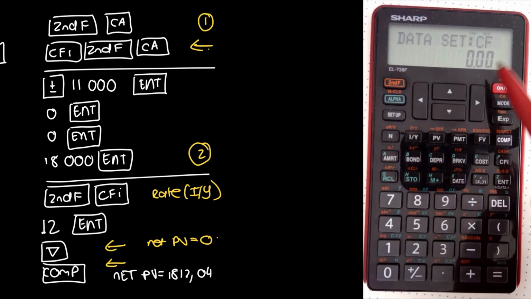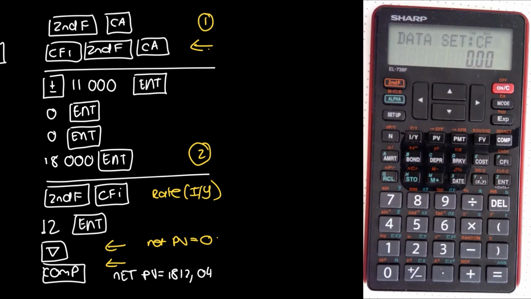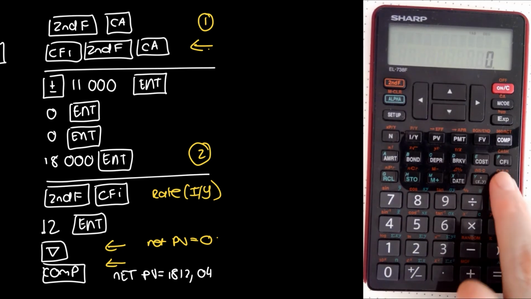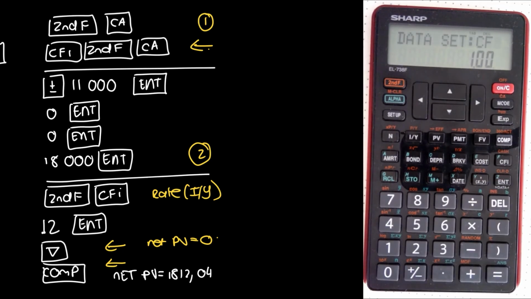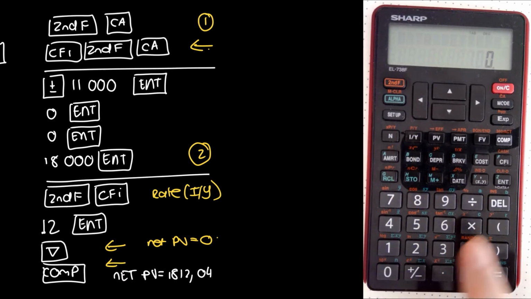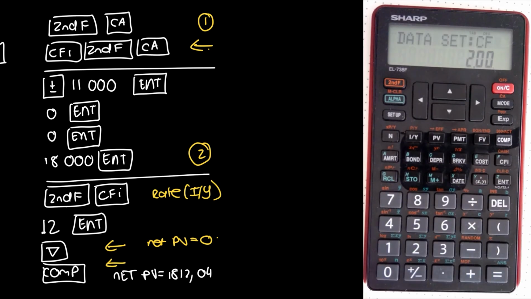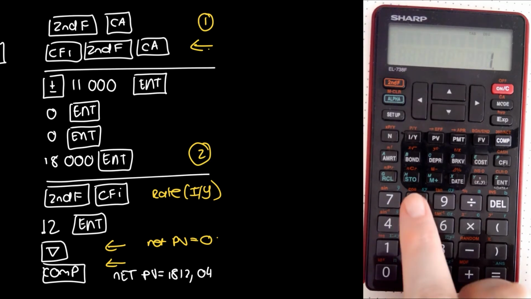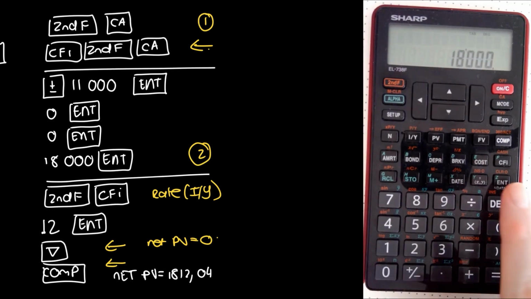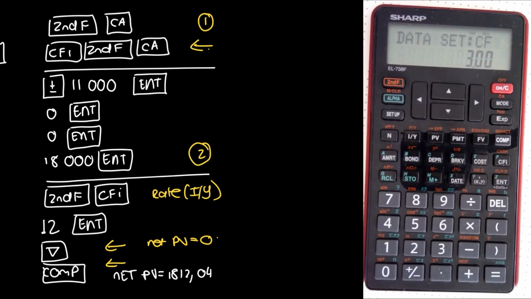So at T0, that's what that 0 means. Then we're going to store the next time period, which is T1, which is currently just 0. So we say 0, enter. The next time period is also 0, so 0, enter. Then the third time period is 18,000 and it's positive. So it's what we're going to get returned to us. So it's an inflow of money to us. So we have the 18,000 and we push enter. Now we have all our data in the table.